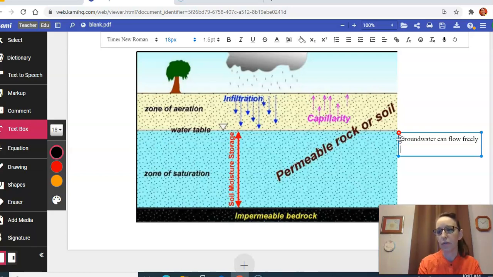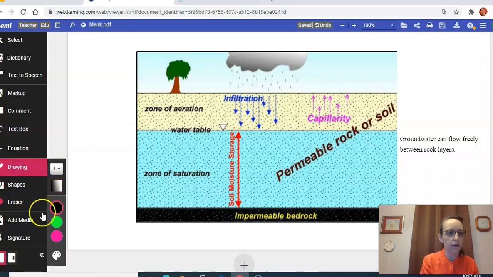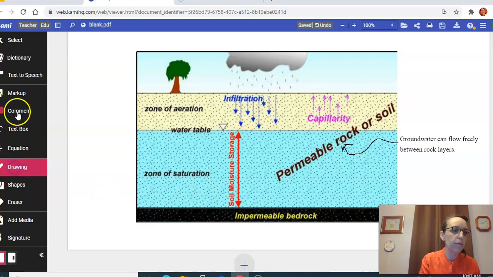And I'm also going to say between rock layers. Okay, so we know that the groundwater can flow freely between rock layers. I'm just going to draw a little arrow to remind myself that this goes with this. Okay, that's what that means. And then impermeable is not able to flow. And we're usually talking about, if you remember when we talked about this, clay.